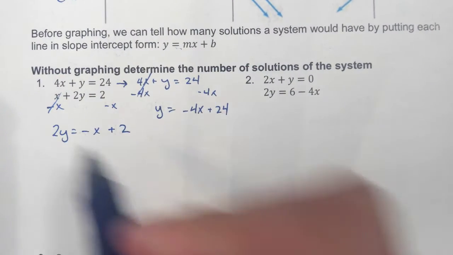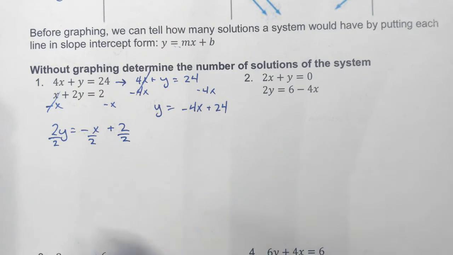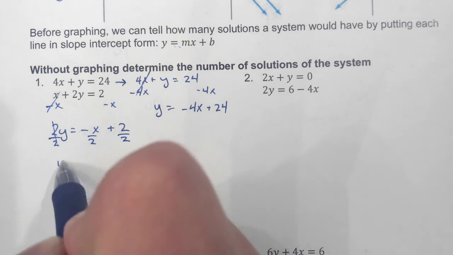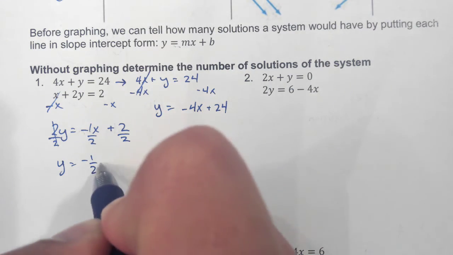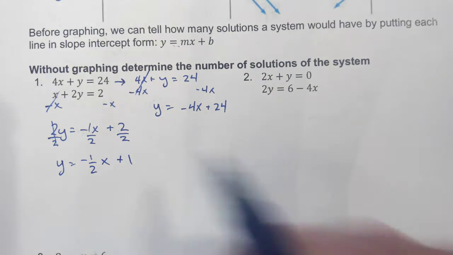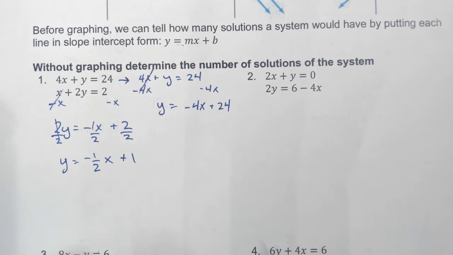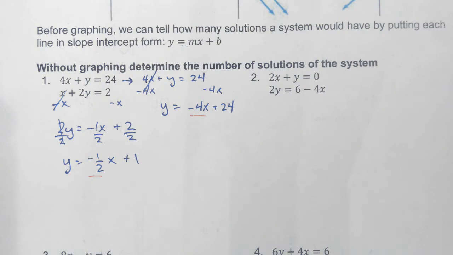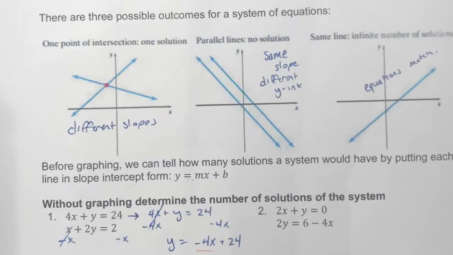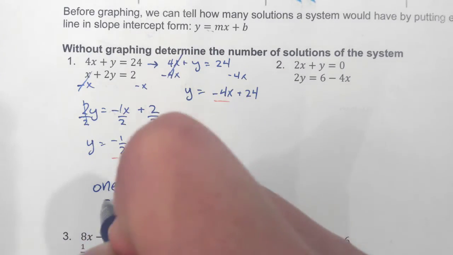To get the y by itself, you get rid of that 2 by dividing it. Each term individually needs to be divided. Those 2's cancel. Remember, there's a 1 in front of that x, so it's going to be negative 1/2 x, and then 2 divided by 2 is 1. So let's look at your slopes. Remember, that's the number attached to the x. That's the first thing you look at. Are those slopes the same? Nope. Different slopes. So let's look. Different slopes means one solution.